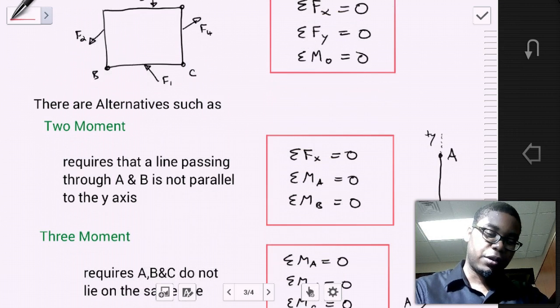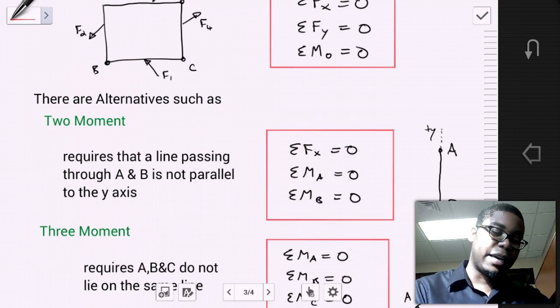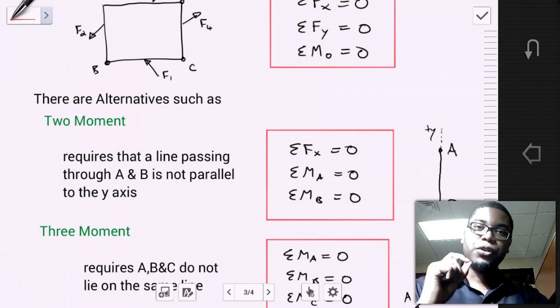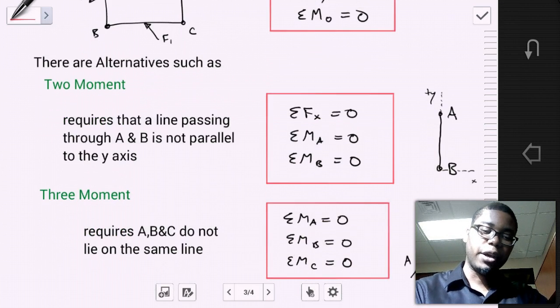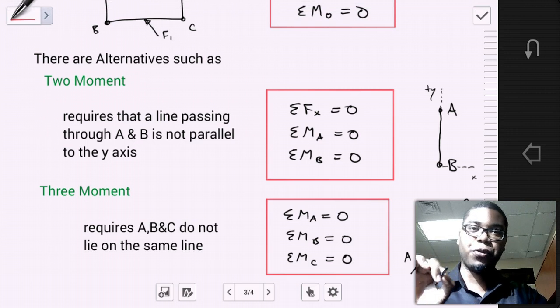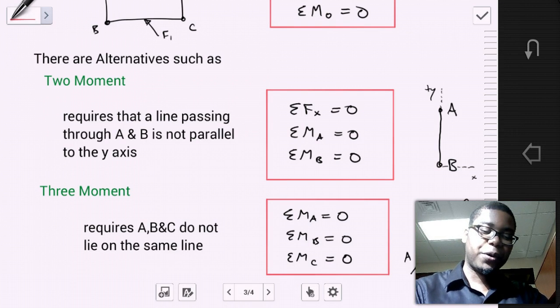In the case of using the two-moment rule, it requires that a line passing through A and B is not parallel to the y-axis. So we cannot choose two points that are parallel to the y-axis when we're using the two-moment set of equations. There is also the three-moment set of equations, where we use three moments calculated at three different points in the geometry as our equations of equilibrium. When we're using these equations, it requires that the points A, B, and C not have the same line of action, meaning that you cannot draw a straight line directly through A, B, and C.